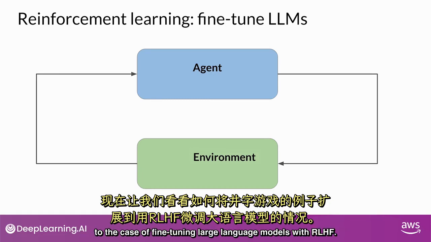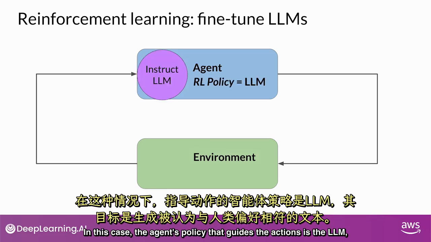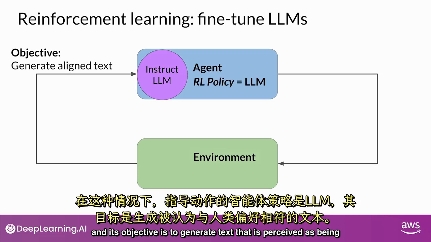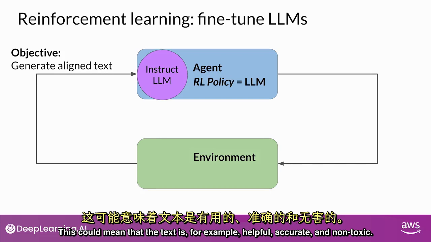Now let's take a look at how the tic-tac-toe example can be extended to the case of fine-tuning large language models with RLHF. In this case, the agent's policy that guides the actions is the LLM, and its objective is to generate text that is perceived as being aligned with the human preferences. This could mean that the text is, for example, helpful, accurate, and non-toxic.